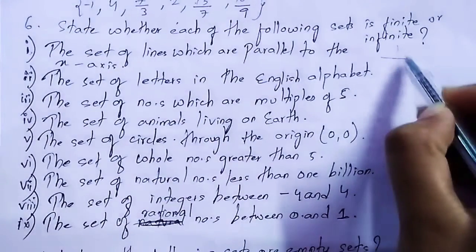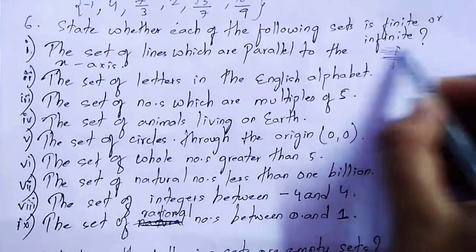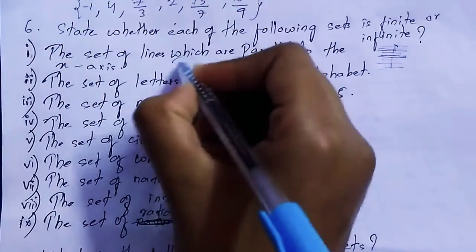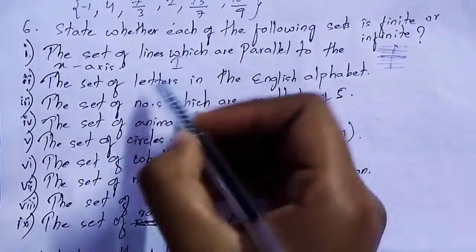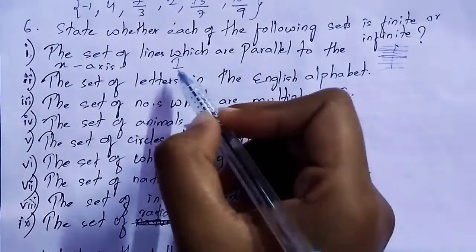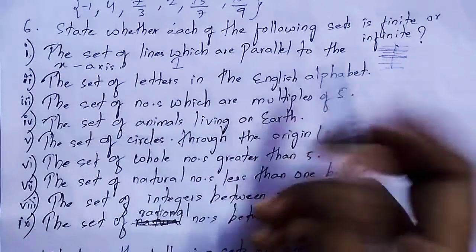So this is your x-axis. So you can draw many lines, right? There is no ending. So this is infinite. Now next one, the set of letters in the English alphabet. I am writing I for infinite and I am writing F for finite. The set of letters in the English alphabet.